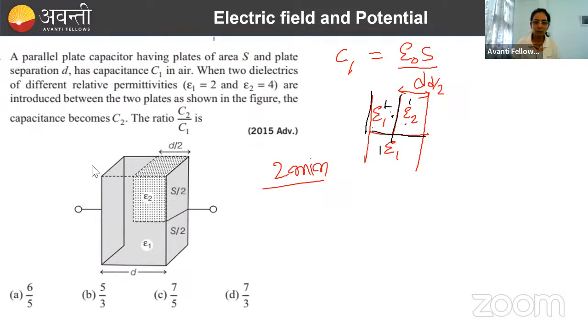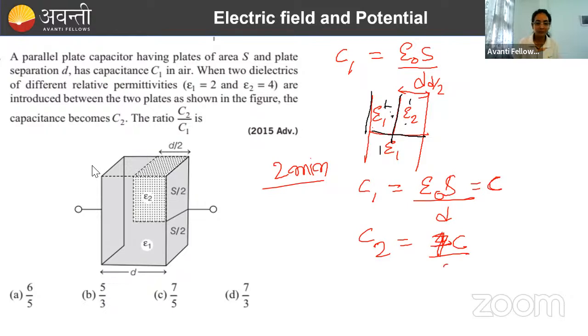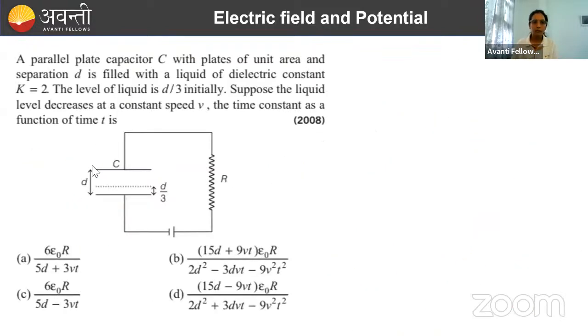So C1 was equal to epsilon naught S by D, and this one I have called C. And C2, the capacitance of the capacitor after putting the dielectric, is 7C by 3. So what will be the value of C2 by C1? C2 by C1 will be nothing but 7 by 3. So this will be your correct answer.